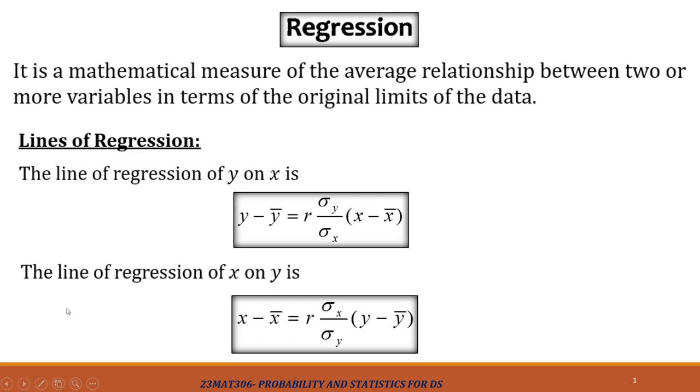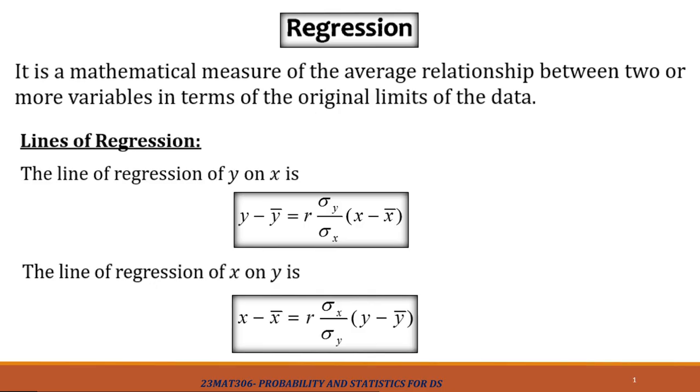And the second type is the line of regression of x on y, which is given here: x minus x bar is equal to r into sigma x by sigma y into y minus y bar. The line equation's LHS starts from x, so likewise you will do it.